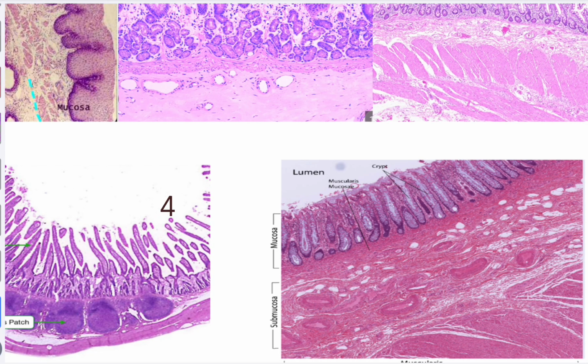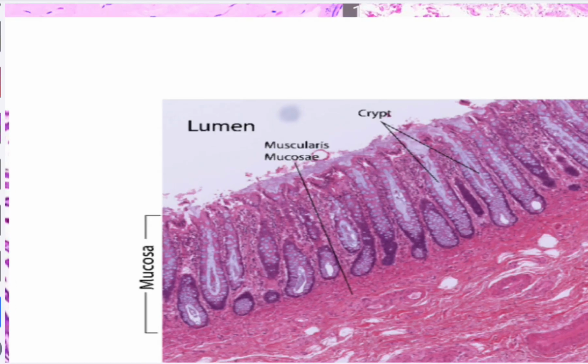Finally, there is the large intestine where the ridges are there but very stunted, and the entire length of the mucosa is less than the submucosa. There are plenty of goblet cells all along the epithelium.